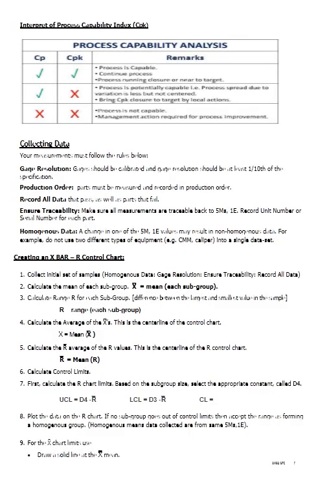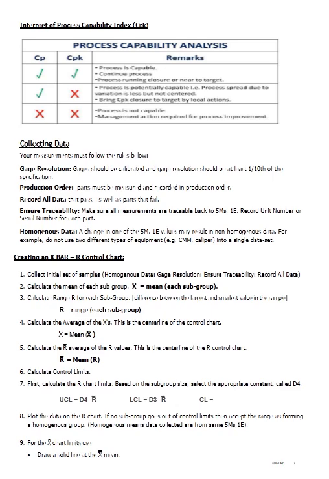Interpretation of process capability index. CPK equals CP means the process is capable and running close to target. If CP is not equal to CPK, the process is potentially capable. If both are not equal to the requirement, the process is not capable.